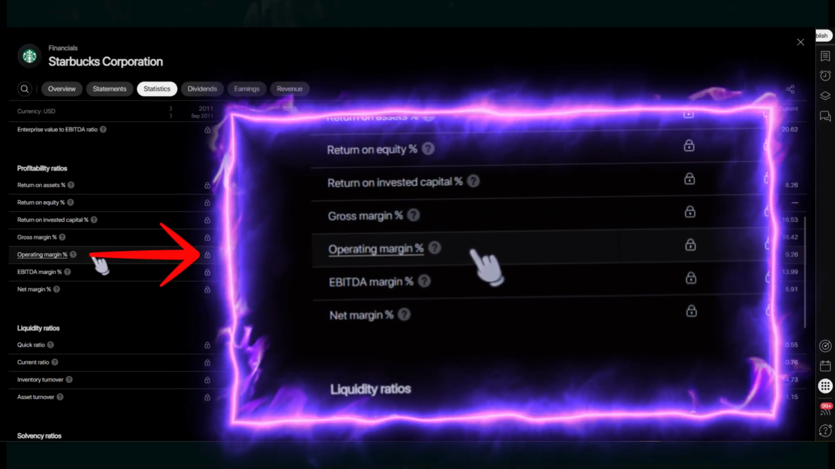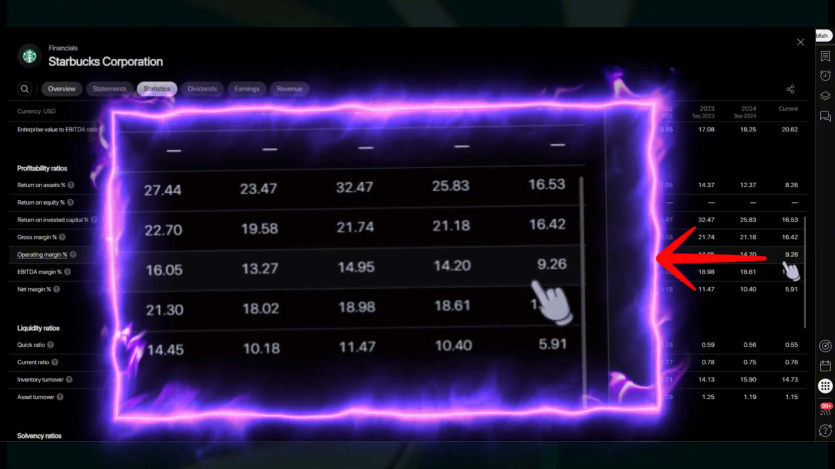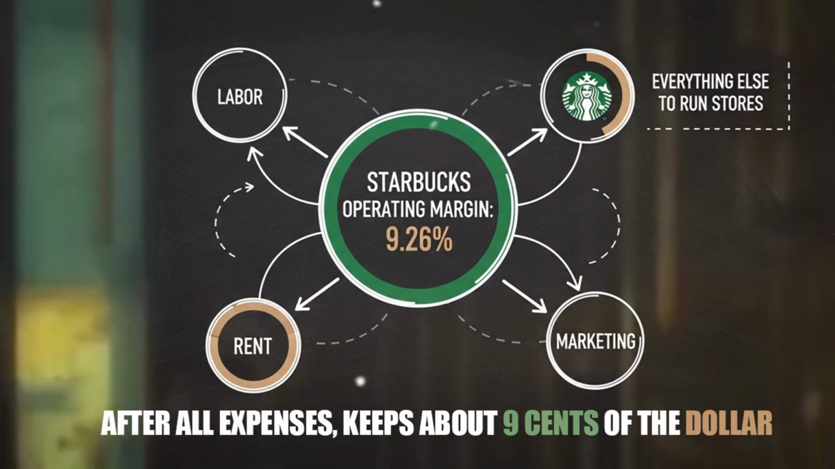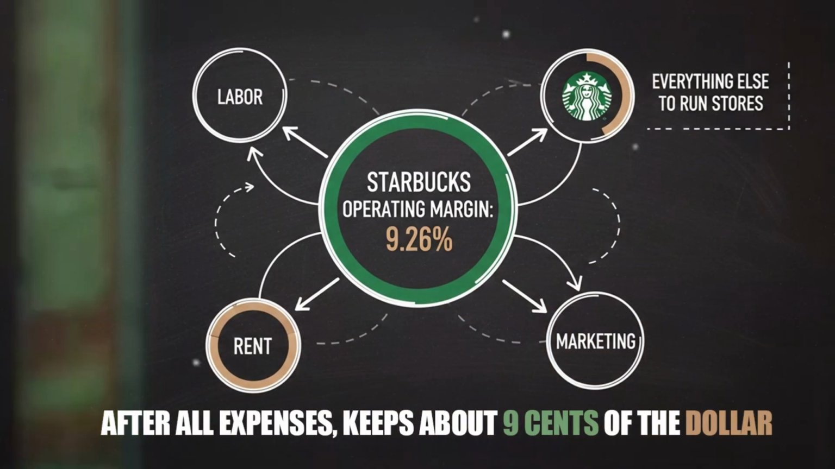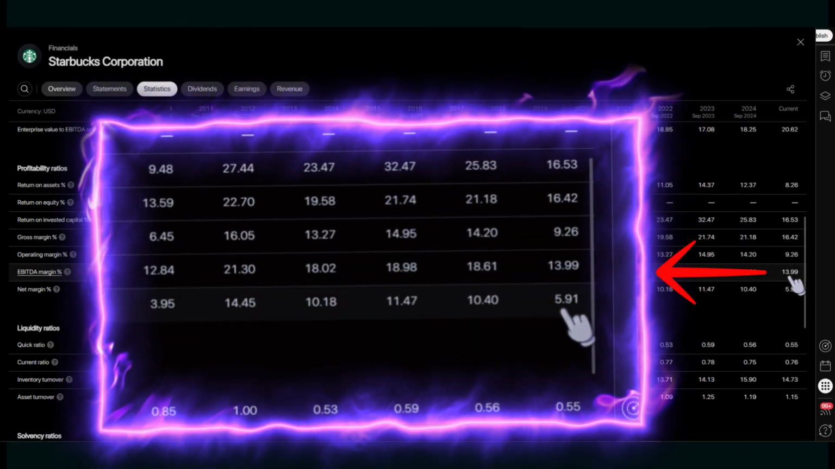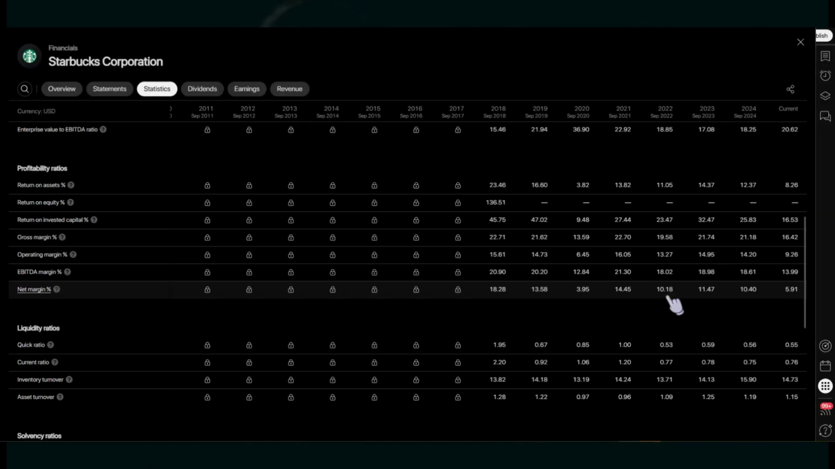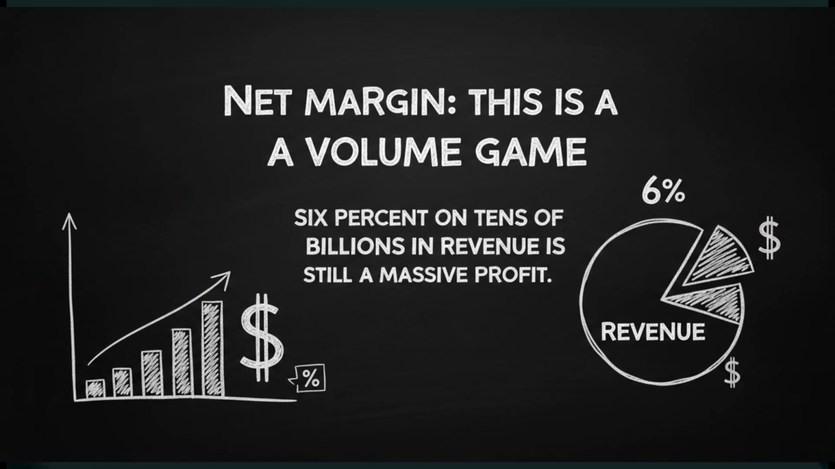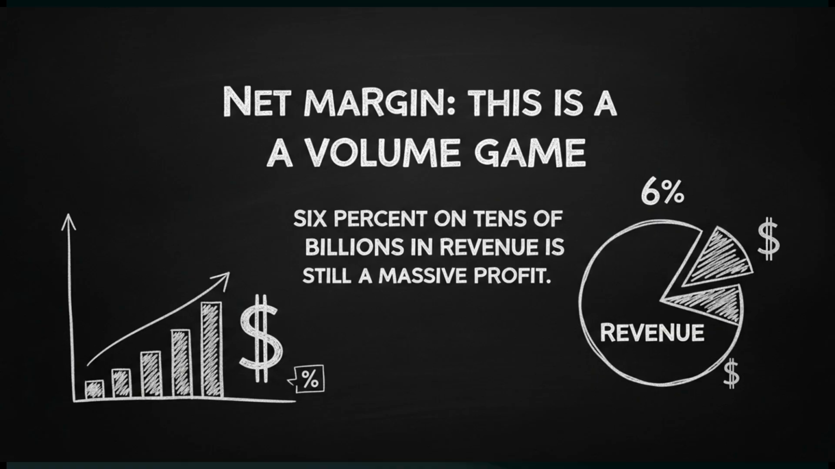Operating margin is 9.26%. After paying for labor, rent, marketing, and everything else to run the stores, they keep about 9 cents on the dollar. That's respectable for retail. EBITDA margin is 13.99% and net margin is 5.91%. Net margin is the bottom line. After all expenses, taxes, and interest, Starbucks keeps about 6 cents of profit for every dollar of revenue. Some people would say that's thin, but again, this is a volume game. 6% on tens of billions in revenue is still a massive profit.